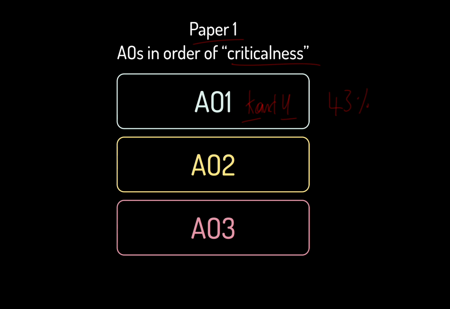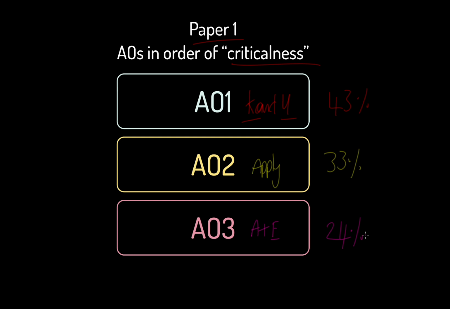Then, as we move upwards, here on AO2, this is your application stuff. 33% of the marks of paper 1 are for applying one's knowledge, explaining how one thing links to another, explaining how the concept that's been learned applies to movement, for example. And then finally, folks, AO3, which is analyse and evaluate, makes up 24% of the marks.